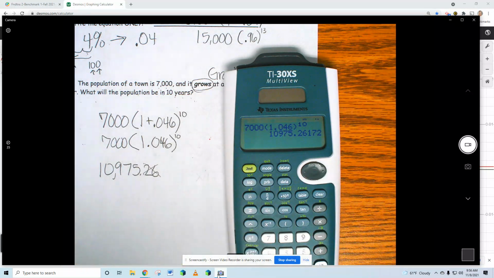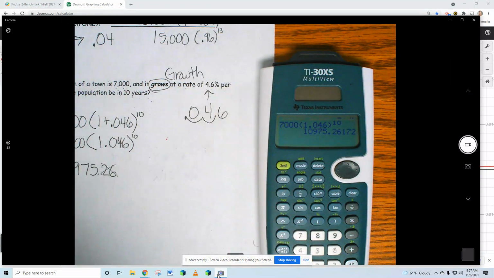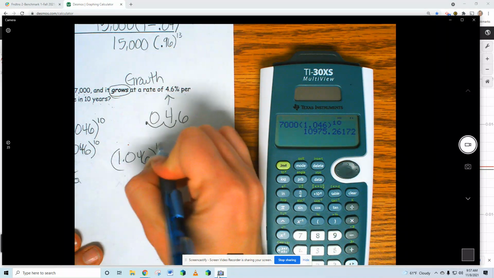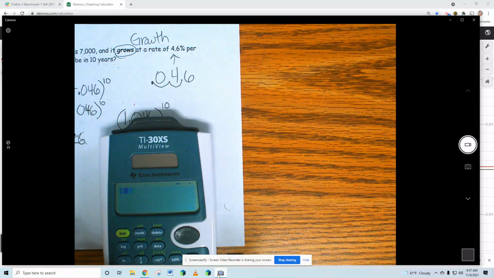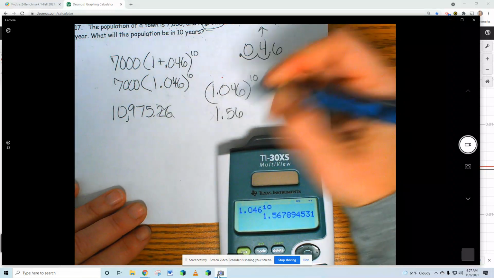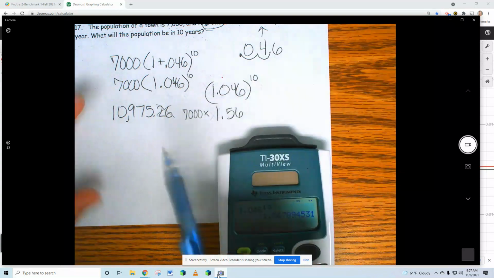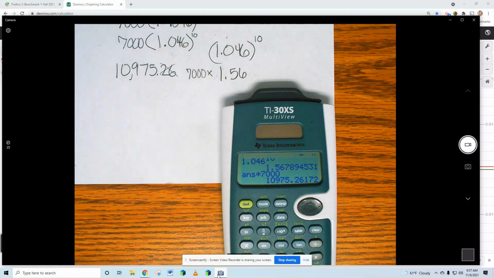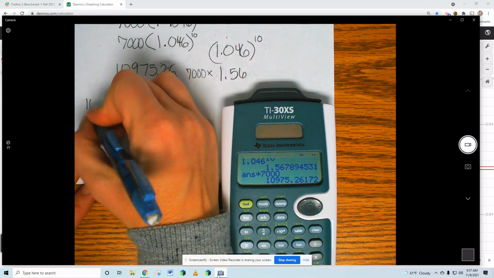There's no such thing as 0.26 of a person. But if you had a basic calculator, I would have to do the 1.046 to the 10th power first. And then I multiply that times 7,000. So I have to work backwards. If I have just a normal calculator, I do the 1.046 to the 10th power and then I go times 7,000. And look, it's the same. 10,975 people. The population will be 10,975 people.